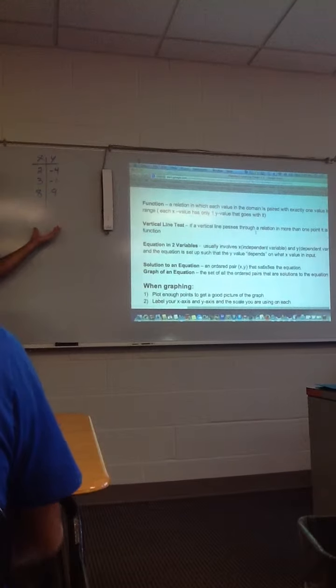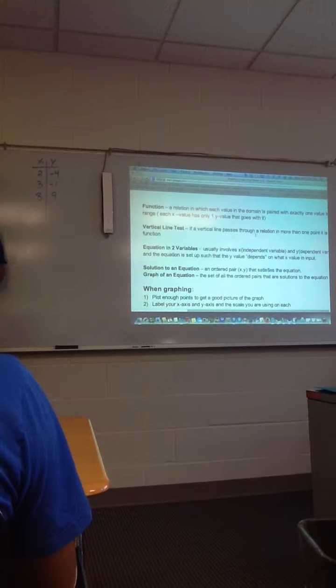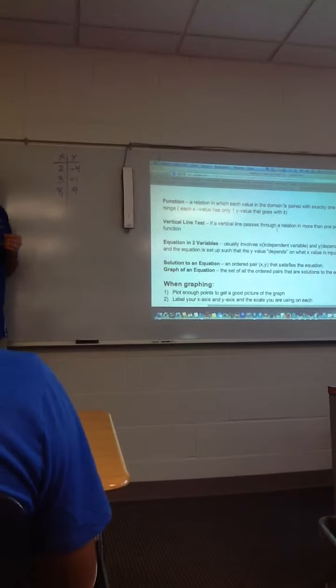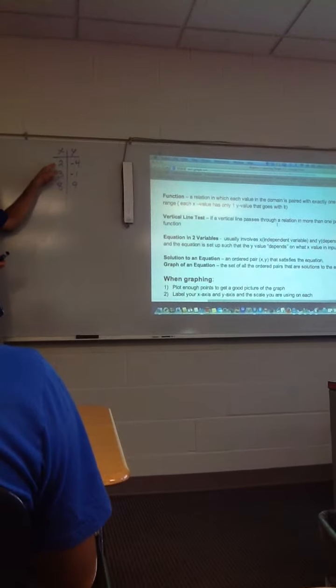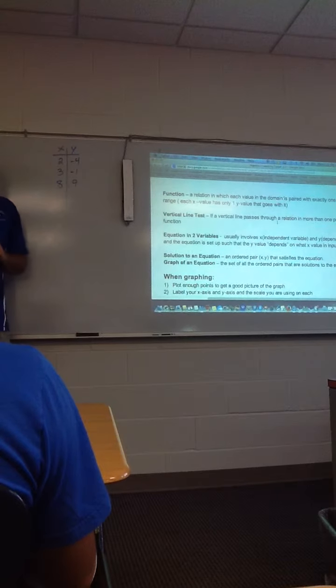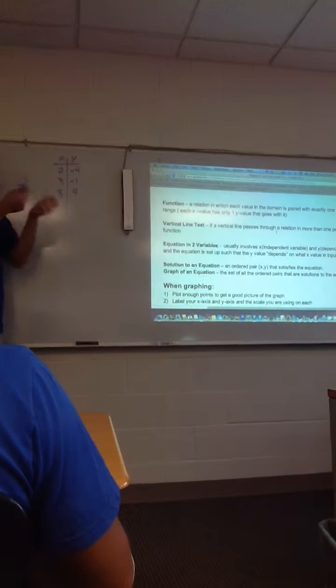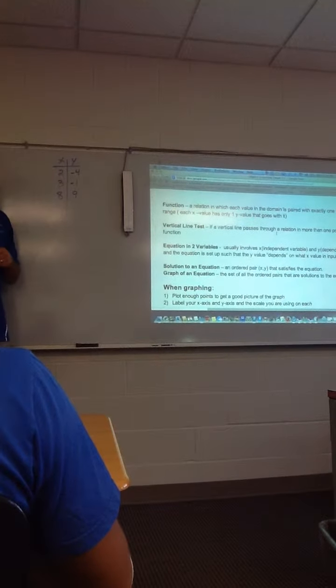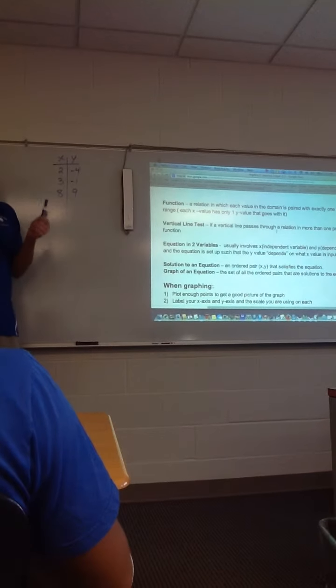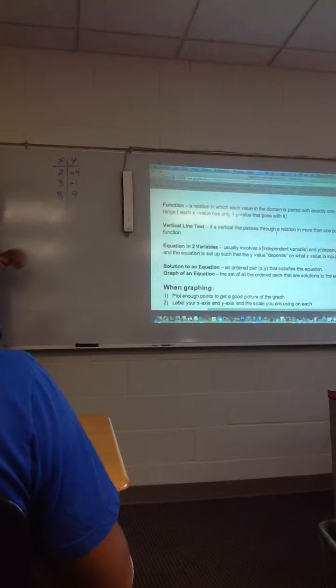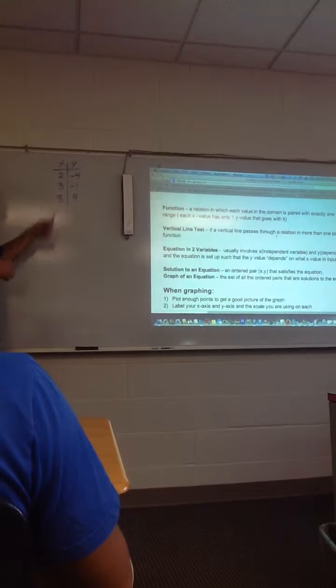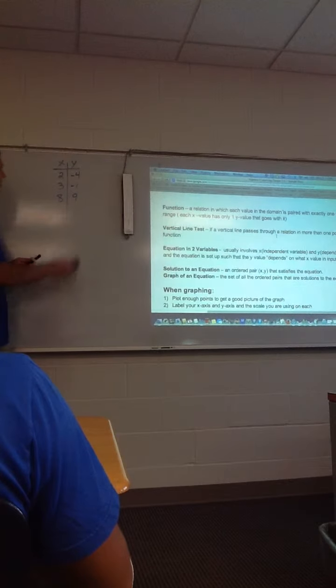This XY table here is an example of something that would be considered a function, because every x value has only one y value that goes with it. 2 is paired with -4. Is 2 ever paired with anything else besides -4? Nope. So it's okay, it's a function. 3 is paired with -1. 8 is paired with 9. That would be a function.